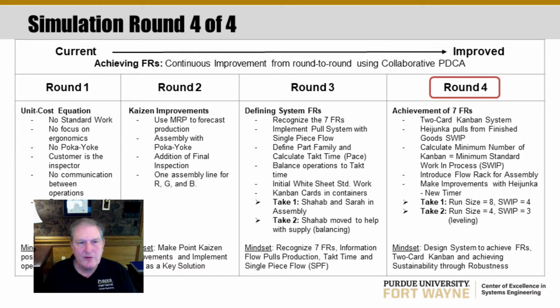In round 4, we're implementing a more detailed and sophisticated approach to implementing the pull system in the form of a traditional 2-card Kanban system approach. We have 2 takes in which we change the run size from 8 units to 4 units, and we contrast the differences.